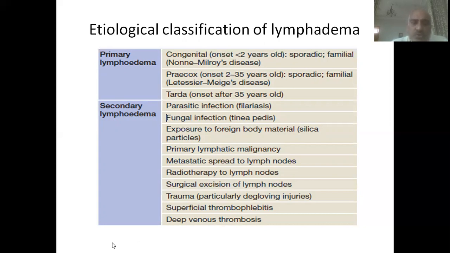Now, why should you know these causes? Because when you take a history, you should have these causes in your mind. For a patient having lymphedema, you will ask about previous history of hospitalization, previous surgery, previous radiotherapy, any trauma. This is how you will reach the diagnosis.